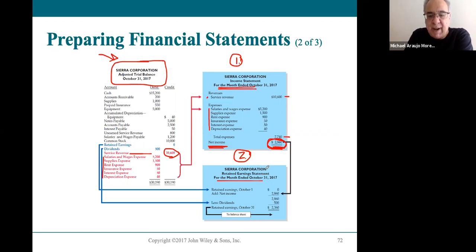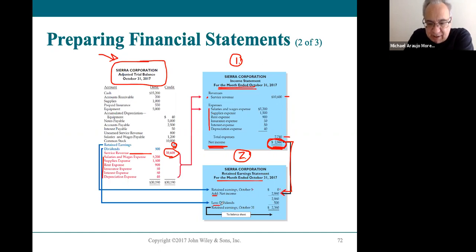Sierra Corporation is a brand new corporation. It just started. So retained earnings has a zero balance because this is a brand new company. It did not have any previous retained earnings because this is the first time an income statement's been done. So the beginning balance October 1st is zero. We add in the net income that we calculated on the income statement. So that gets added here.